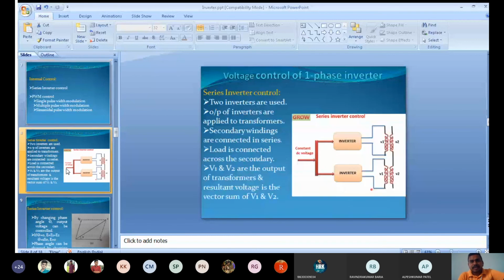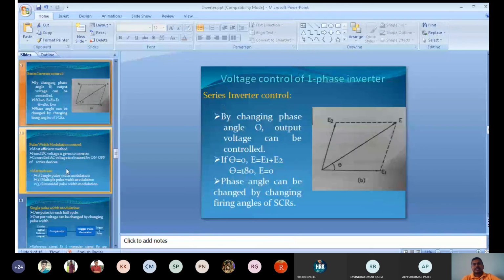Then the series inverter control, in which a transformer is used and the secondaries of the transformer are connected in series, and this series connected secondary is connected to the load. So the output voltage can be controlled, or the resultant voltage is the vector summation of the output voltages E1 and E2, or V1 and V2. By changing the phase angle we can change the output voltage, and the phase angle can be changed by the firing angle of the SCR.